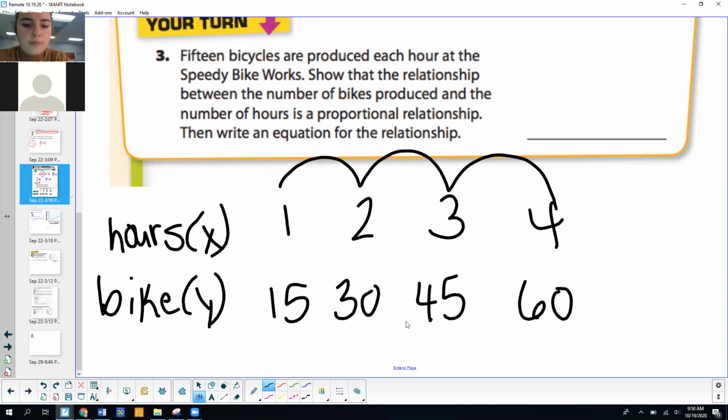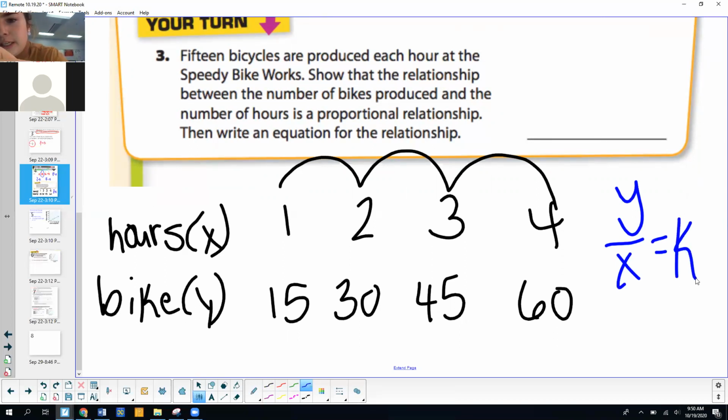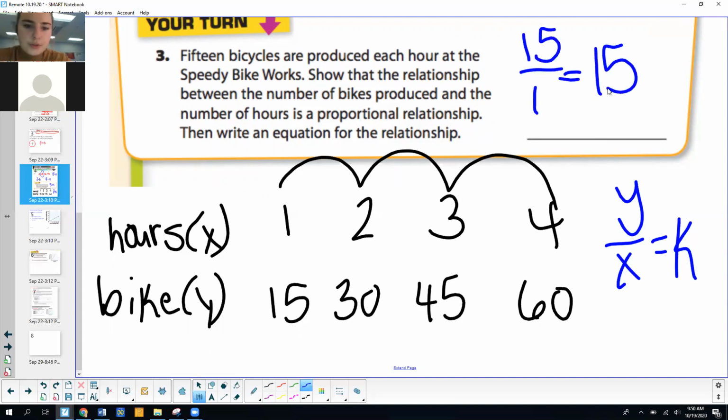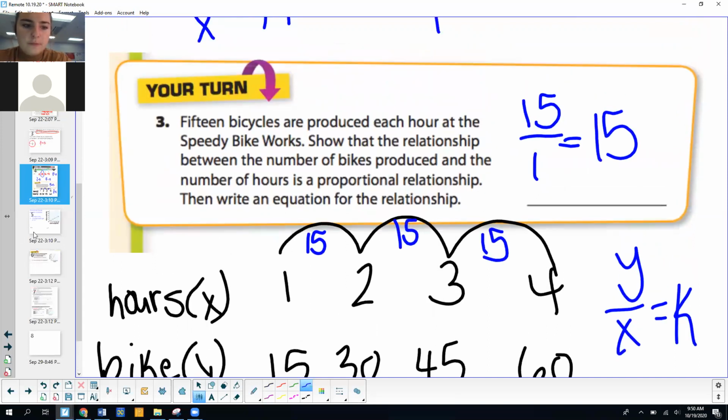So we want to write a proportional equation. So write an equation for the relationship. Well, remember, our equation is Y divided by X equals K. So K is that constant of proportionality. So we need to take 15 divided by 1, and that gives us 15. So our constant of proportionality is 15, which makes sense because we are jumping by 15 for every 1 hour. So for every 1 hour at the Speedy Bikes workplace, they produce 15 more bikes. So our constant of proportionality is 15.